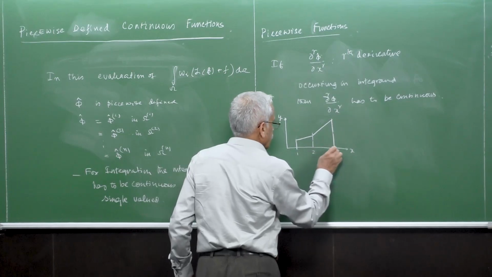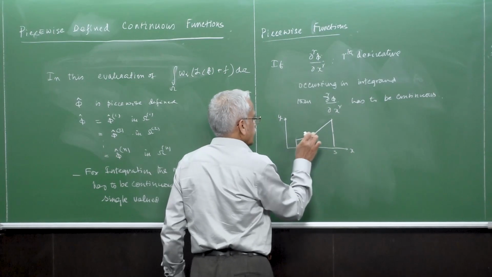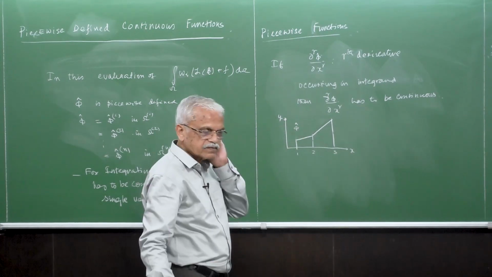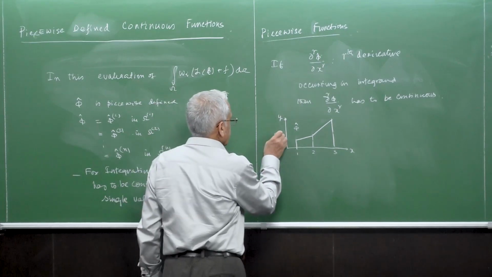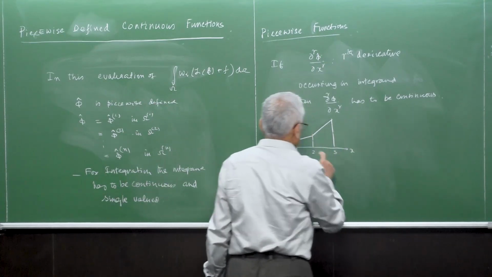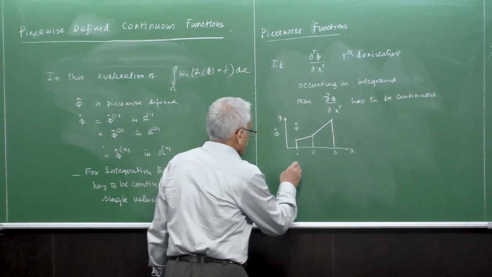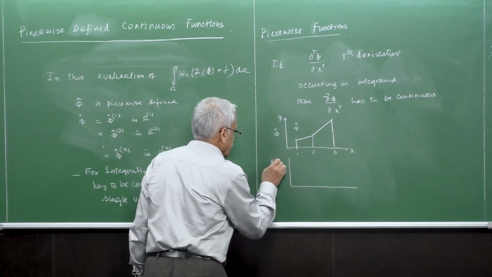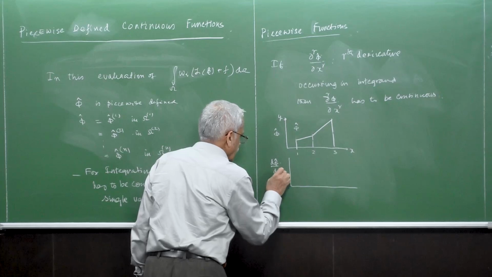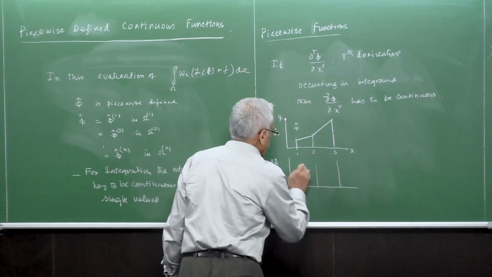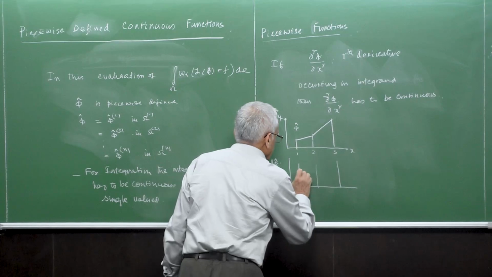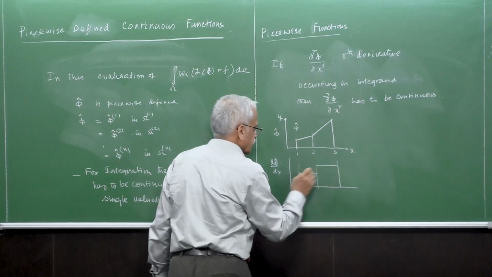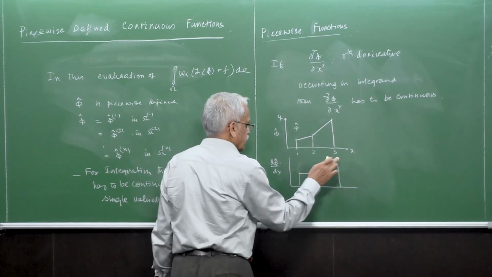So 1, 2, 3. Let us say this is phi hat, defined as two linear functions like this. If phi hat is piecewise linear and connected like this, then if you take a derivative of this and look at the derivative, what happens here? The first derivative is like this, and the second derivative is like this. So this is the derivative here.